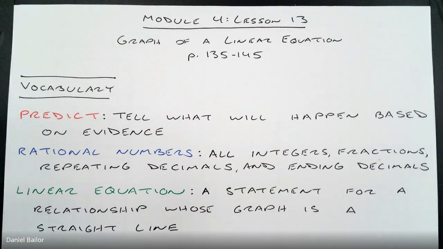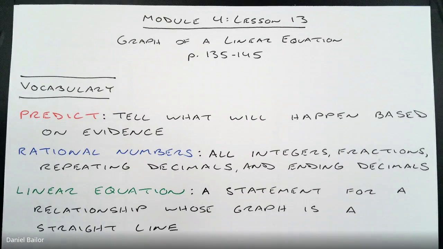We're working in Module 4 and today we're working on Lesson 13 called the graph of a linear equation. Just like in the previous lessons, we're going to work on solving an equation and putting those solutions onto a graph. Today we're going to talk about what that graph looks like. What kind of shape can we expect from the graph of a linear equation?